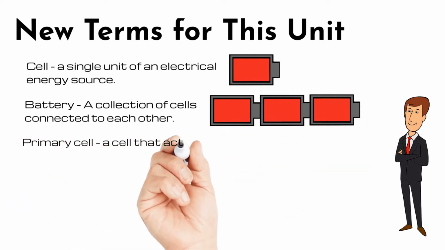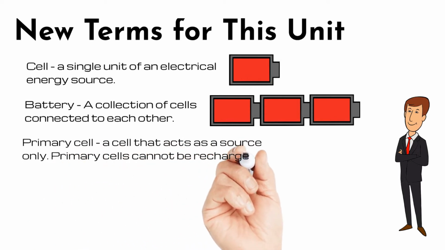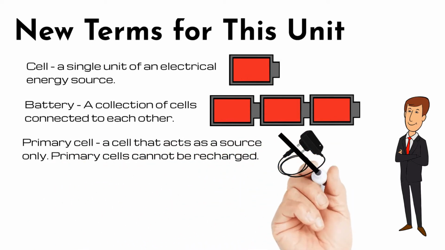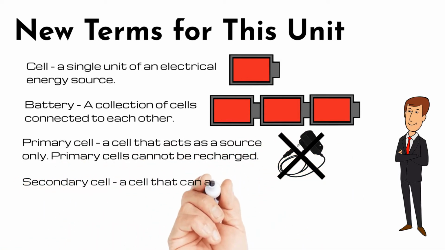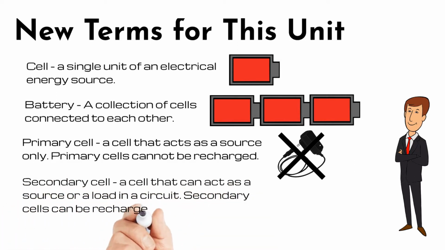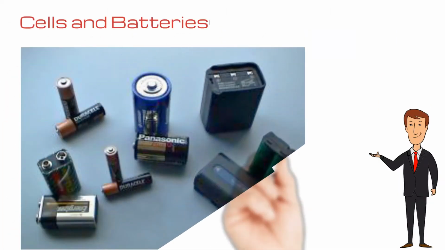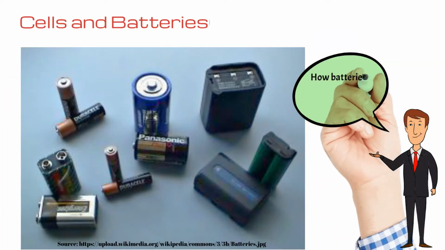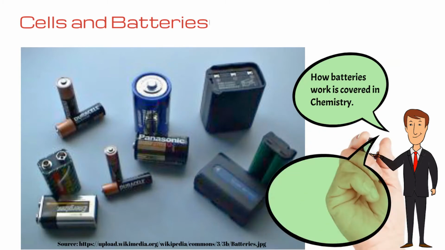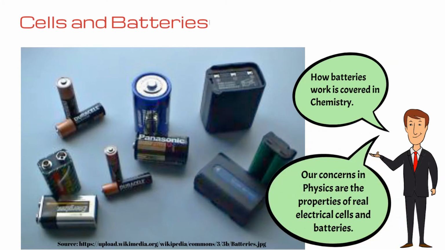A primary cell is a cell that acts as a source only. Primary cells cannot be recharged. Secondary cells are cells that can act as a source or a load on a circuit. Secondary cells can be recharged. The inner workings of cells and batteries are discussed further in chemistry. In physics, we are more concerned about the electrical properties of cells and batteries.